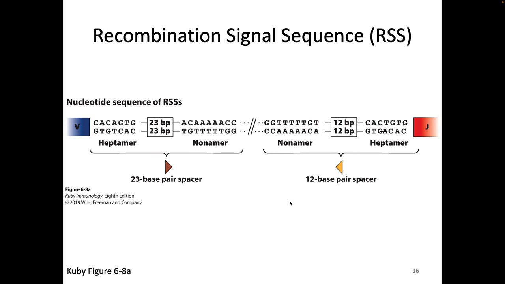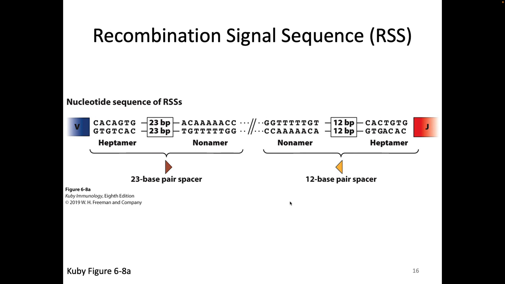We also will have another type, which has the exact same heptamer, the exact same nonamer, but instead of a 23 base pair spacer, it has a 12 base pair spacer. Again, that could be any base pairs, just the number is what's important. In fact, 12 base pairs is basically once around the helix, which means the heptamer and the nonamer are next to each other and an enzyme can grab them. And 23 is twice around. So I once learned these as two-turn RSSs and one-turn RSSs. I'm going to refer to them as 12 and 23.